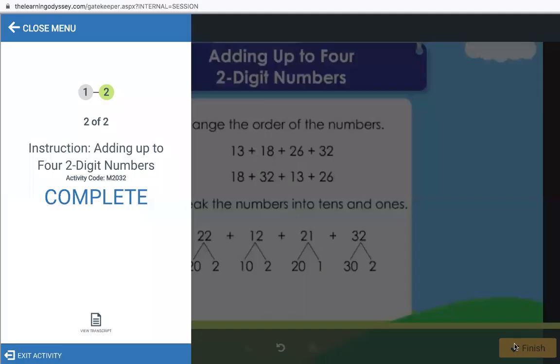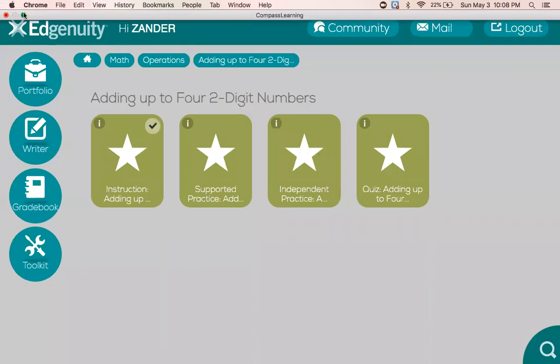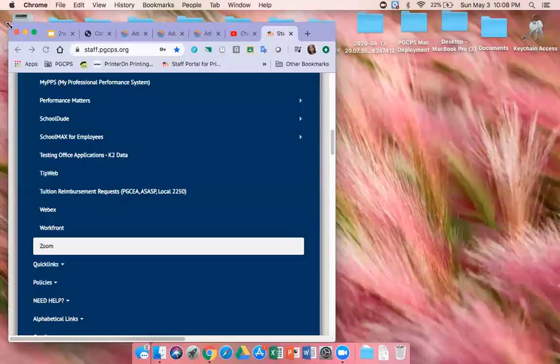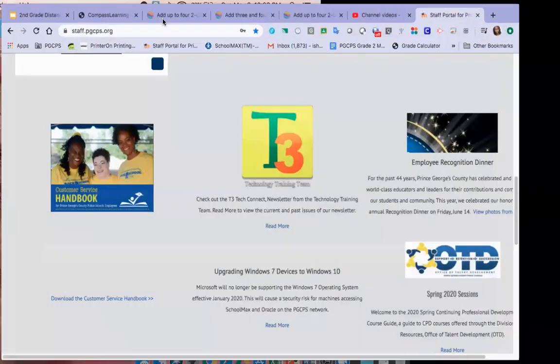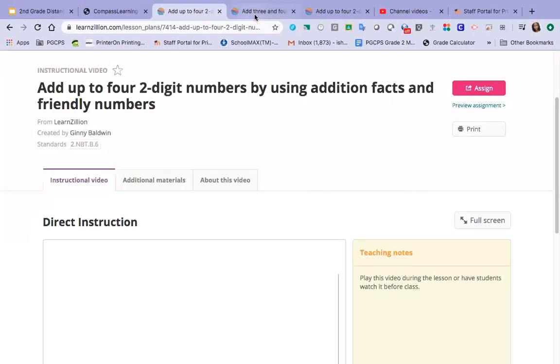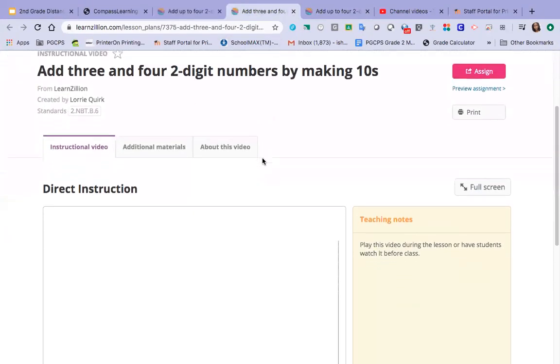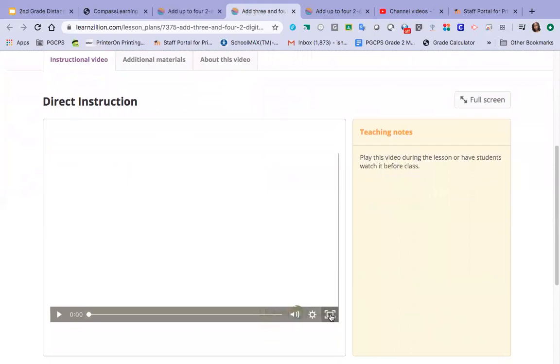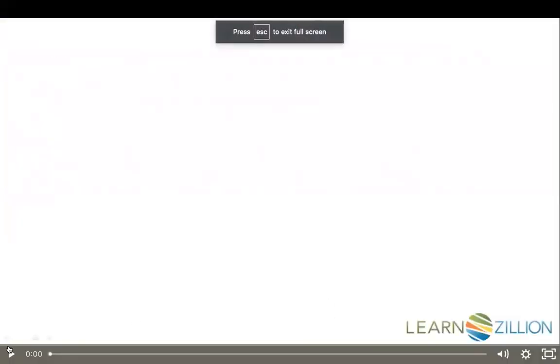All right, so now we're going to take a look at adding up to 4-digit numbers by making tens. So that'll add on to what she said, and then we're going to watch a couple of more.